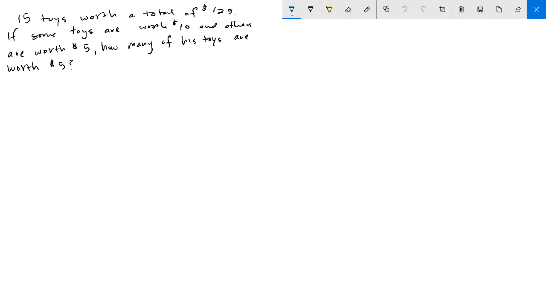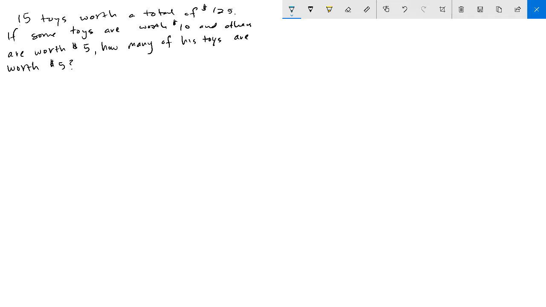Now, where I think a lot of students go wrong on problems like this is they try too soon to write an algebraic expression. They read this first sentence, 15 toys worth a total of $125, and they try to write an expression based on that sentence. I think the easiest way to approach these problems is to try to assign variables to parts of the problem and then go from there.